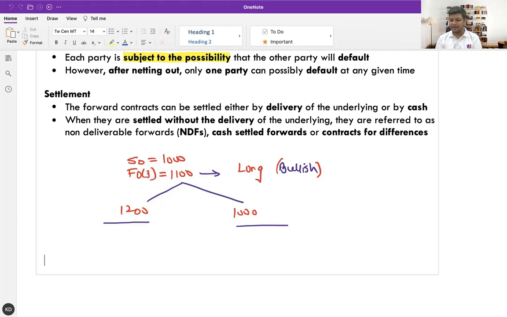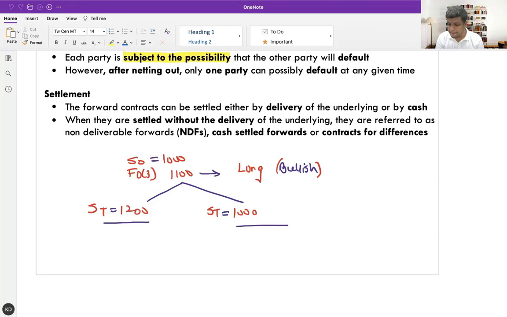What is this 1,200, by the way? This 1,200 is the price of the asset on maturity. That is what we call spot on maturity, that is T. T can be 3 months, after 3 months. Are you getting it? This is called ST. What is ST? Spot at maturity. So now clearly, what is S0?